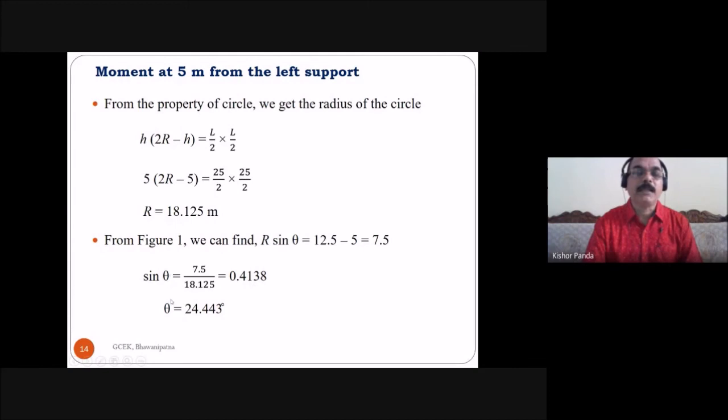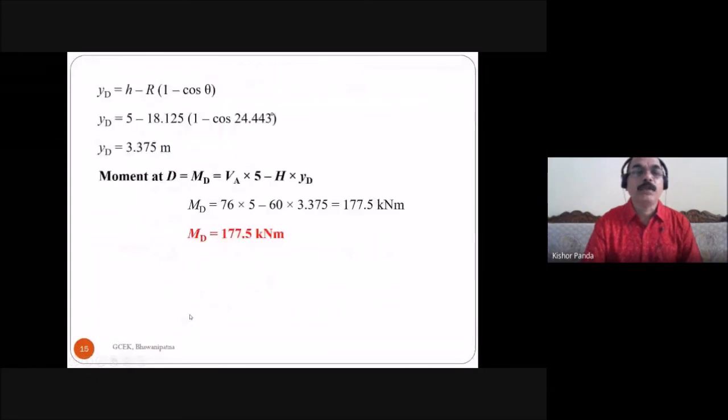After getting sin theta, you find the theta angle. Theta is equal to 24.443 degree. This is the slope at the point D. After getting this slope, you can find the vertical coordinate of the point D. This yt is equal to h minus r into (1 minus cos theta). By putting in the h value, the radius and the theta angle, you get the vertical height of the coordinate D. yt is equal to 3.375 meter.